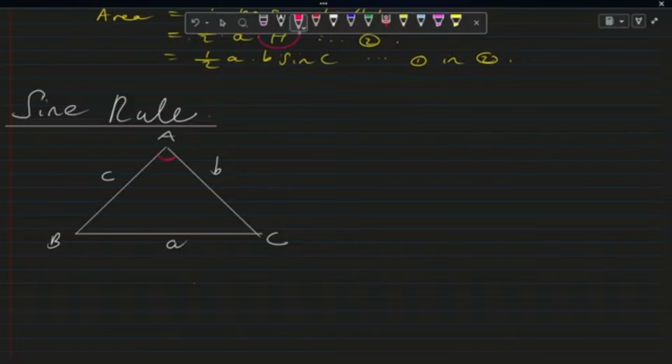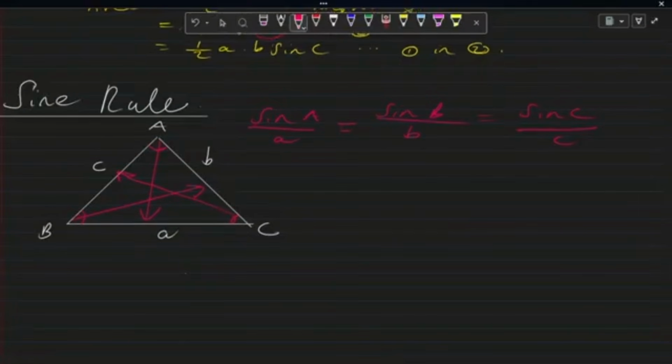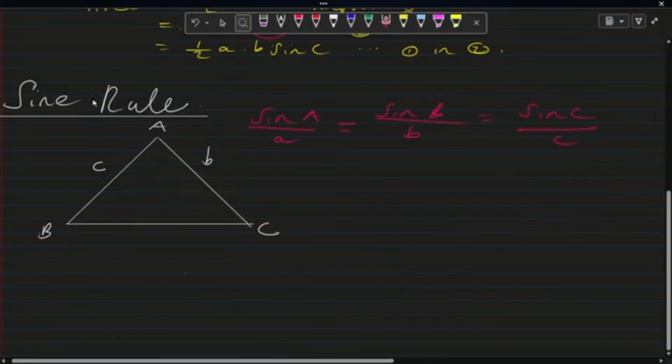I'm saying that if we look at this triangle, the sine ratio of angle A, if I take sine of angle A and then divide it by the side opposite to angle A, which is side A, this is equal to taking sine of angle B and then dividing it by the side that is opposite to angle B, which is sine B over B. Obviously this will be equal to taking the sine of angle C and dividing it by the side that is opposite to angle C, and that is side C. So this is also equal to sine of C divided by side C. Okay, so this is basically what the sine rule states.